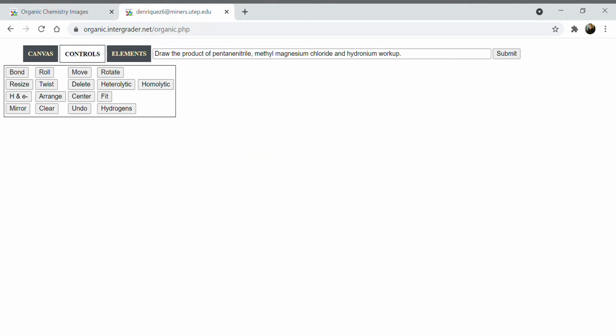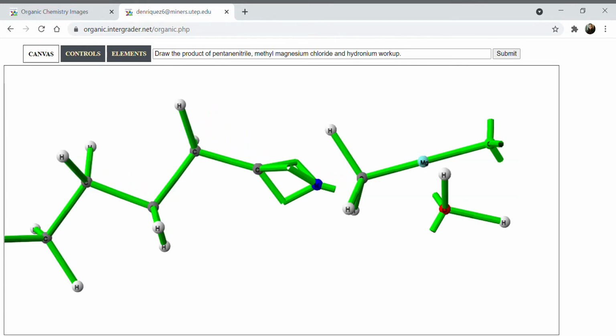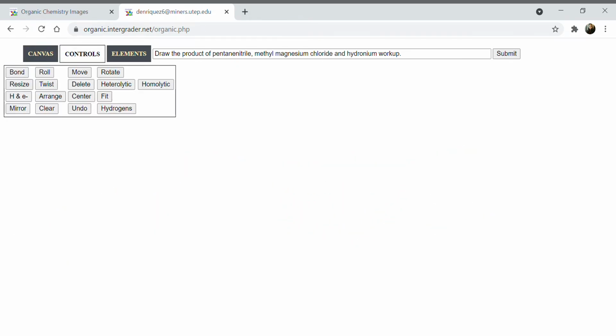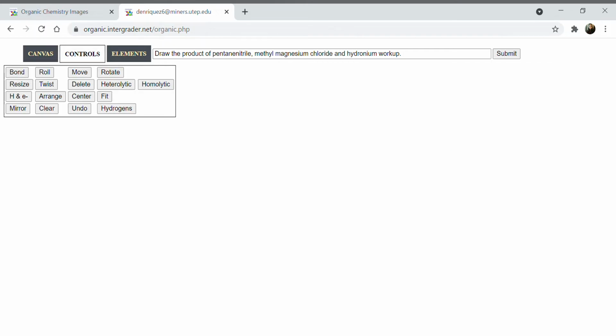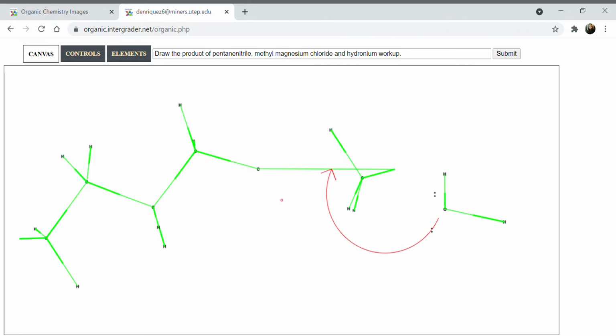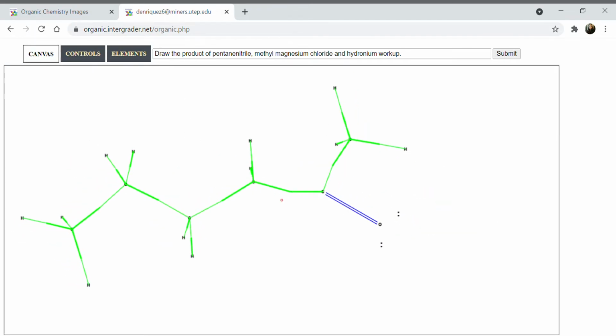So I'll go ahead and just delete this. I'll bring this bond over here, delete this. I won't need this anymore. And lastly, I will need to bond this to the carbon because I know I needed a double bond, and release these back to oxygen. And I'll go ahead and delete them. Hit arrange and fit.